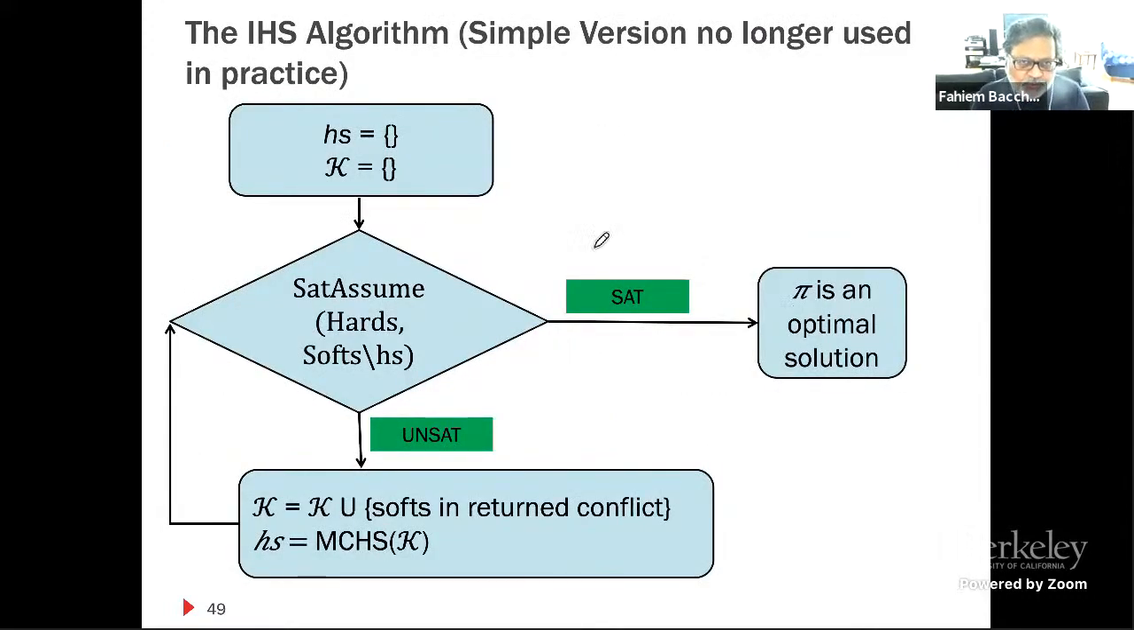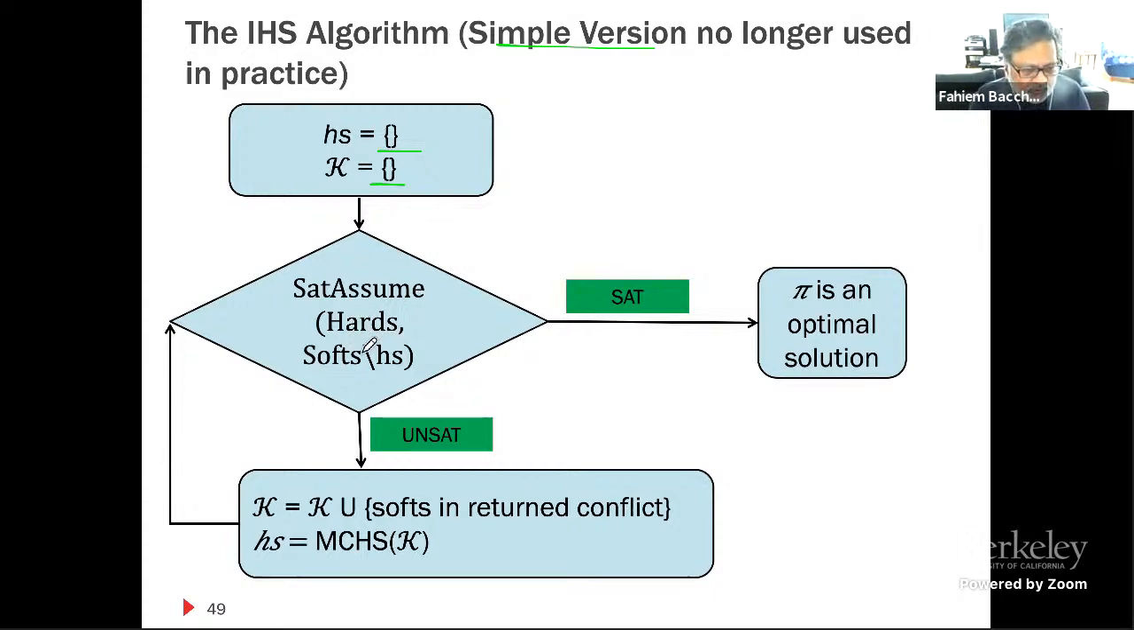Now, this is an algorithm that is no longer used in practice. The version that's used in practice, for example in my MaxSat solver MaxHS, uses instead upper and lower bounds. So it looks much more like a traditional optimization algorithm. But this is the simple algorithm that gives us an idea of how this works. You start off with an empty set of cores and a hidden set of that empty set of cores, which of course is an empty set too.